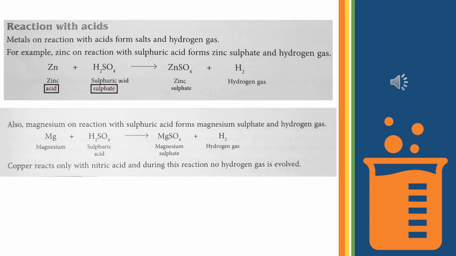Similarly, magnesium on reaction with sulfuric acid forms magnesium sulfate and releases hydrogen gas. This magnesium sulfate, this zinc sulfate, these are salts, and the thing which gets released is hydrogen gas. Copper reacts only with nitric acid, and during this reaction no hydrogen gas is evolved. Because copper is very less reactive, that is the reason it only reacts with nitric acid.